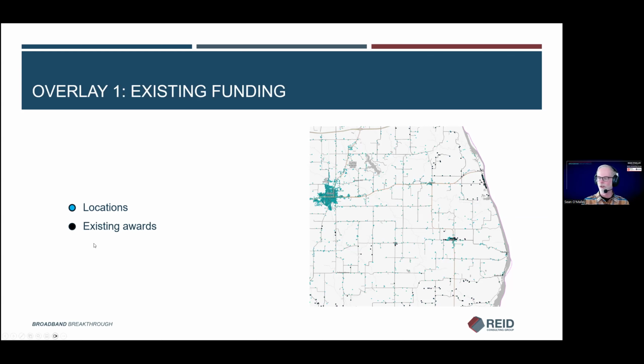Now we're going to put existing awards on top of it. These could be state, these could be federal. I just make them all black so that it doesn't get too visually busy. You can see it covers up a number of those locations that are covered by existing awards, so they should eventually receive some form of service, whatever that award was for.